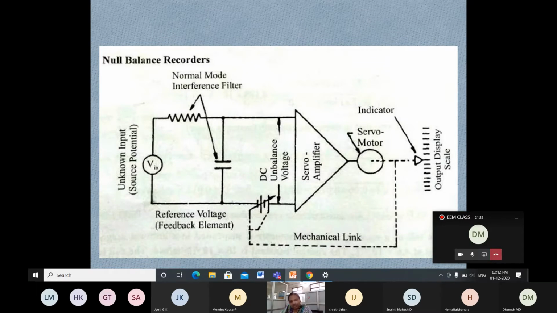The servo motor starts rotating. Based on the rotation, the indicator starts indicating the values at the output side. This is how null balance recorders work.